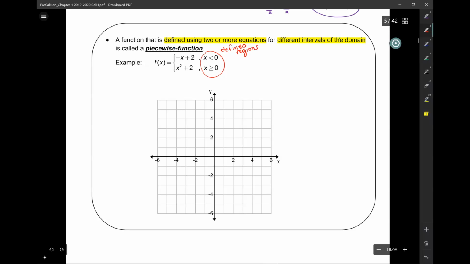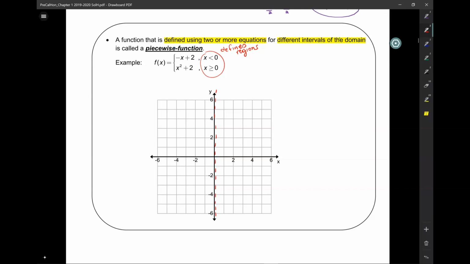How many regions do we have? 2. One is the region where x is less than 0, so to the left. One is the region where x is greater than or equal to 0. Now, when I'm just getting started with piecewise functions, I like to put a little dashed line just to define my boundaries. So here there is a boundary at x equals 0. Eventually, when we get used to this, we'll let go of that helper.